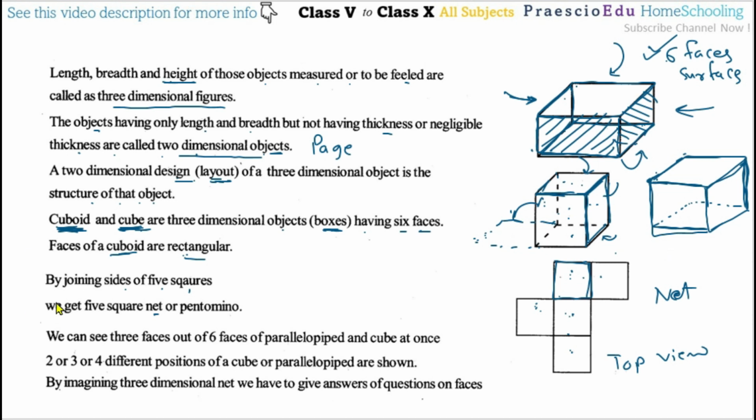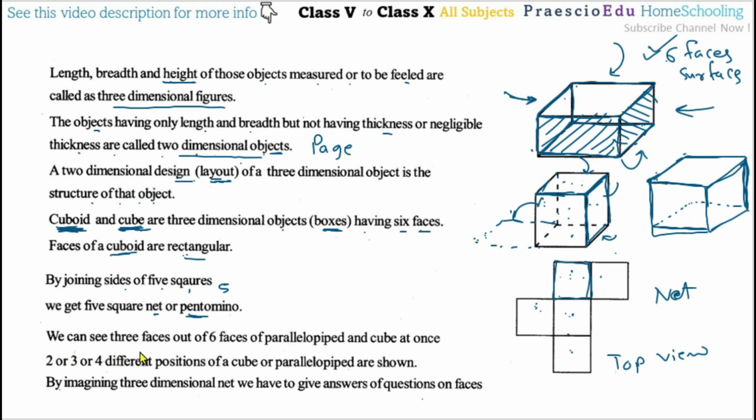So we get the five-square net, or pentomino. Pento or penta means five. So pentomino means five faces, or five squares, or five surfaces. That is a pentomino.